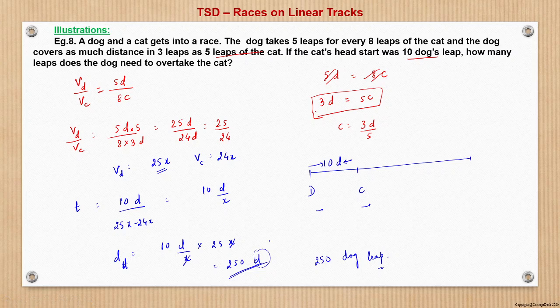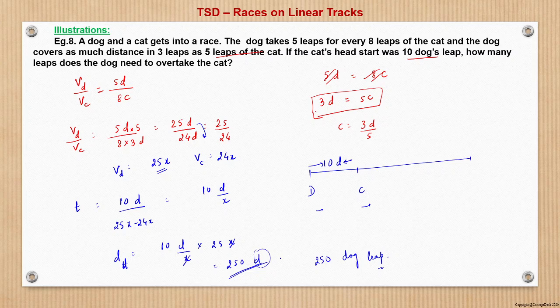We need not have done this directly; we could also have said that if it is 25D and 24D, the difference is D. So what does this mean? When the dog covers 25D, the cat covers 24D. So the difference is 1D. So when the difference is 1D, at that time the dog has covered 25D. When the difference is 10D, the dog would have covered 250D. Directly we could have told that.